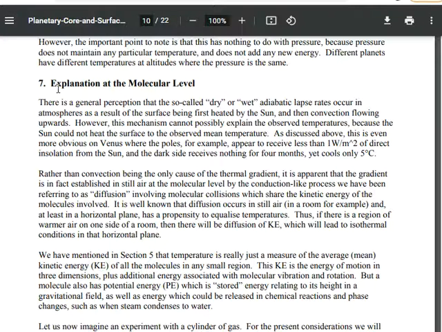So going on to section 7, he says, there is a general perception that the so-called dry or wet adiabatic lapse rates occur in atmospheres as a result of the surface being heated by the sun and then convection flowing upwards. And that is essentially, okay, now we're arguing, because that's what I just said. Essentially, I didn't talk about the wet adiabatic lapse rate. I haven't looked at that very closely yet. If I need to, maybe I'll look at it, but right now I'm just looking at the dry.